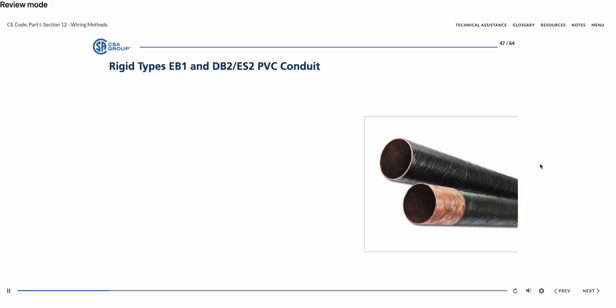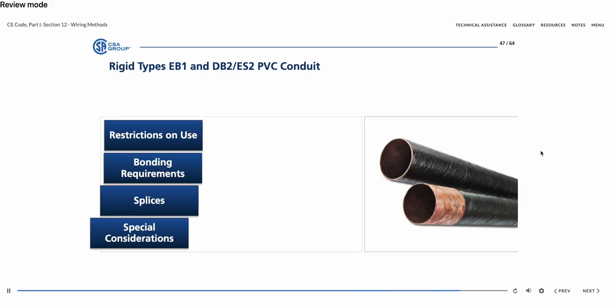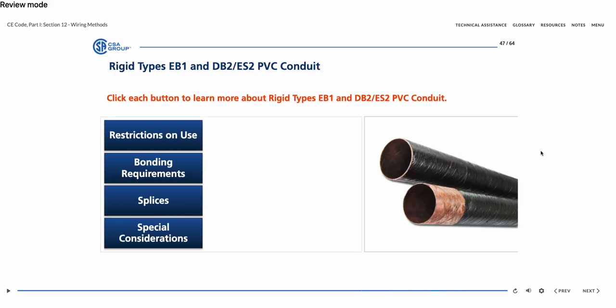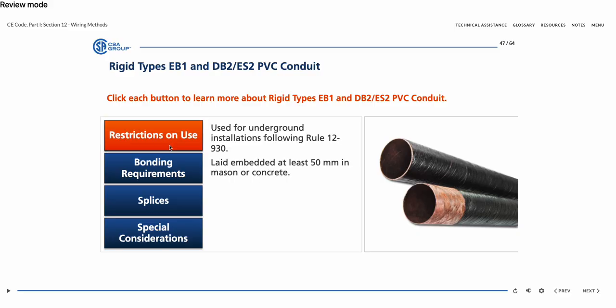EB1 and DB2/ES2 PVC conduit is to be used for underground installation following Rule 12-930. Type EB1 conduit is laid embedded in at least 50 mm envelope of masonry or poured concrete. They are not permitted to be installed above ground except where permitted by Rule 12-1150.